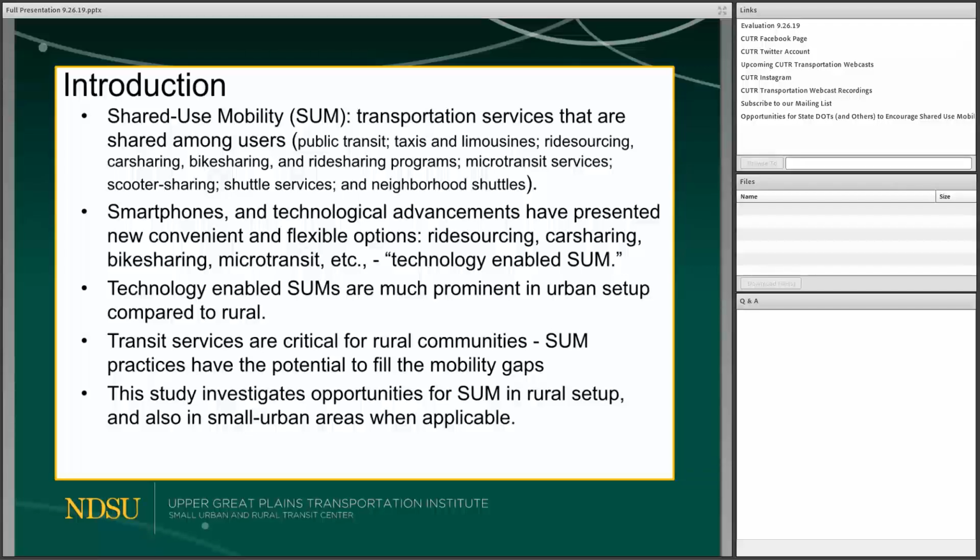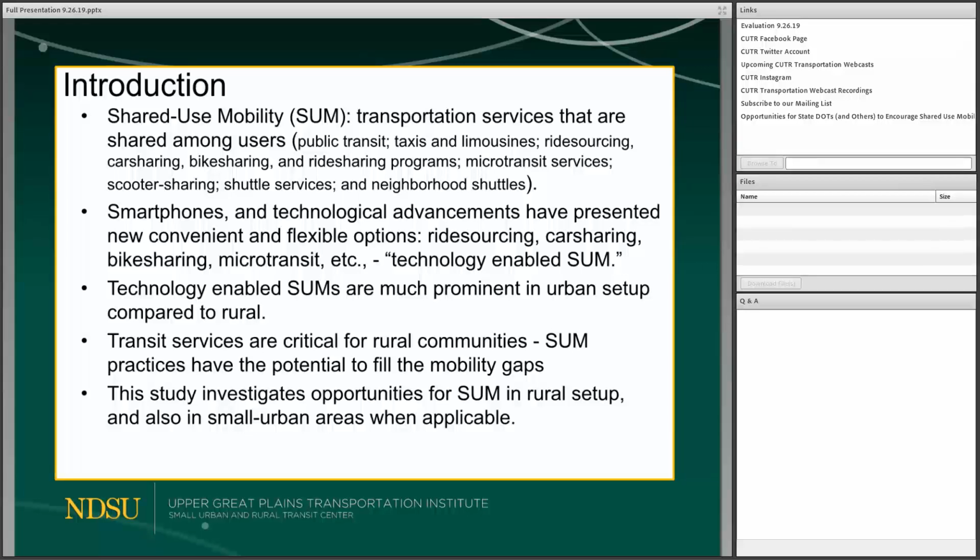Well, before I dive into shared use mobility practices in rural areas, what is shared use mobility practice? Shared use mobility. I'll be using SUM as an acronym in this slide and also in the upcoming slides, so there'll be a lot of repetition. So shared use mobility is simply transportation services that are shared among users. Well, the list over here shows various kinds of shared use mobility services. They could include public transit, taxis and limousines, ride sourcing, car sharing, bike sharing, ride sharing programs, and also microtransit services, scooter sharing, shuttle services, and neighborhood shuttles. So a broad range of opportunities, options here.